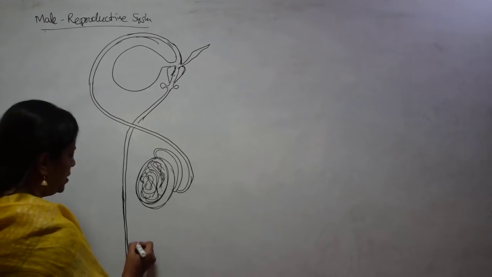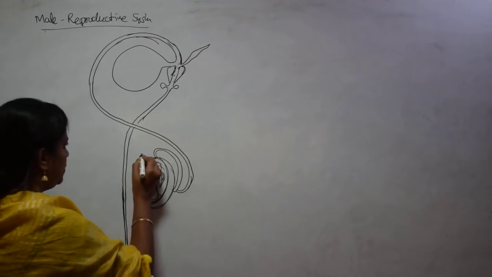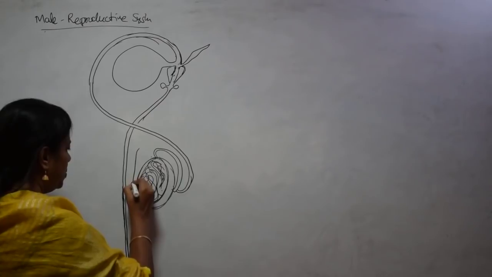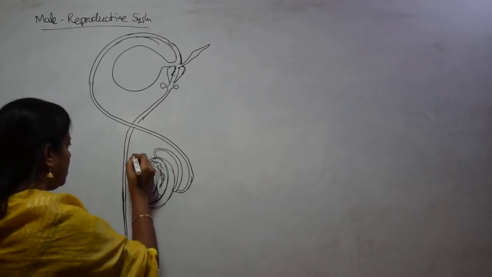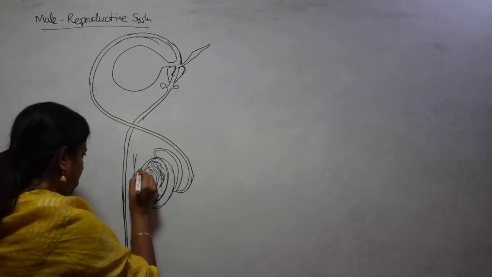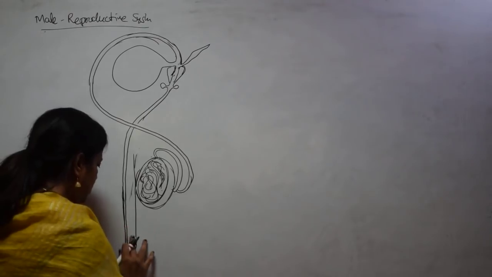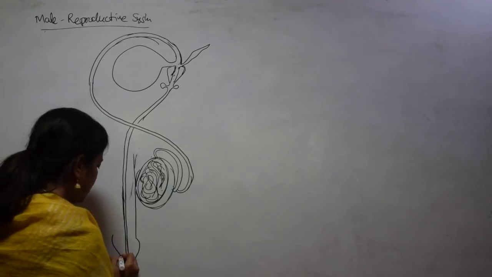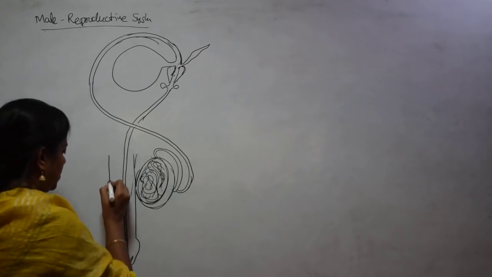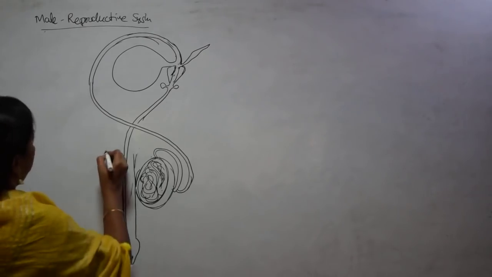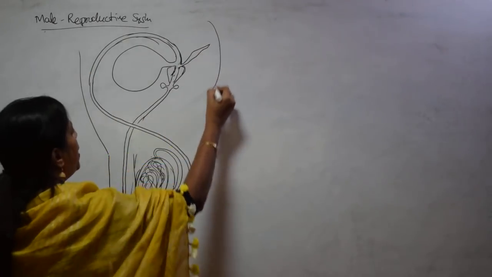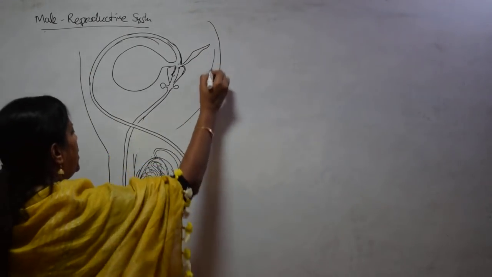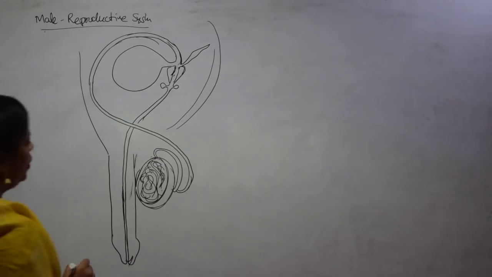So here is the penis. This is the glans penis, and here is the major part of the penis. This is the penis. This is the glans penis, the swollen portion at the tip, and this is the major part of the penis. Okay? So this is the front part and this is the back part of this male reproductive system. Okay? So what are the other parts?